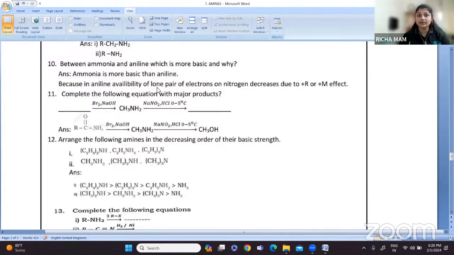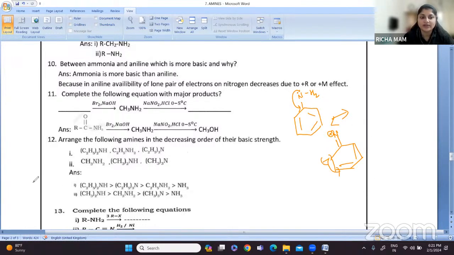We can consider that ammonia is more basic because of the structure of aniline. Aniline, C6H5NH2, has a lone pair of electrons, and it is involved in the resonance structures. So it will undergo the +R effect. I will not write the resonance structures again here.